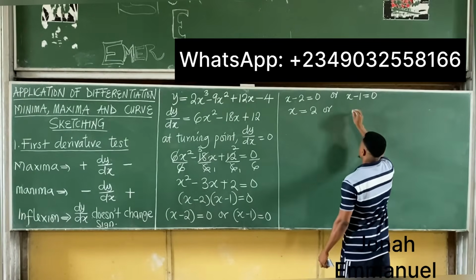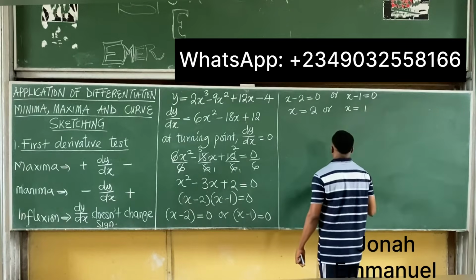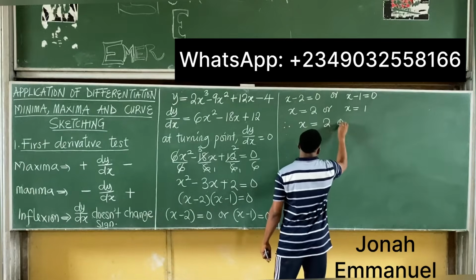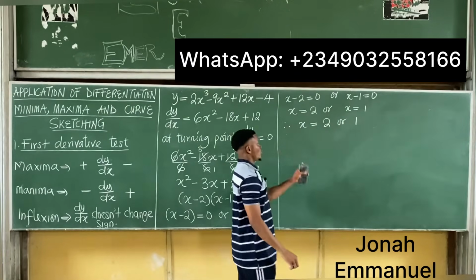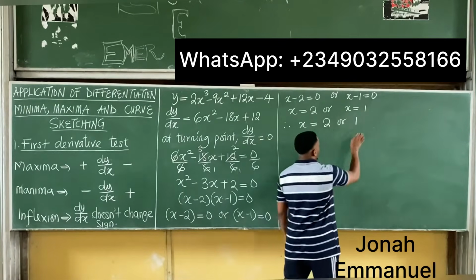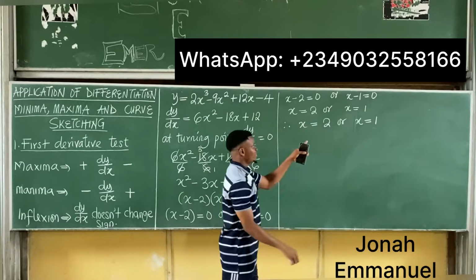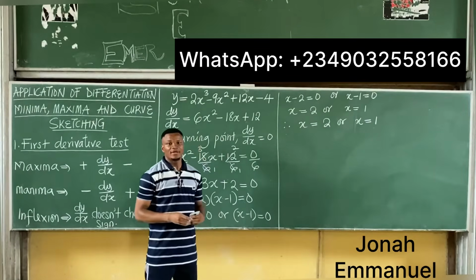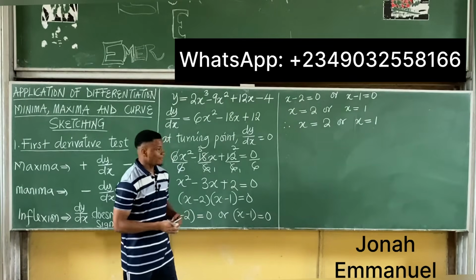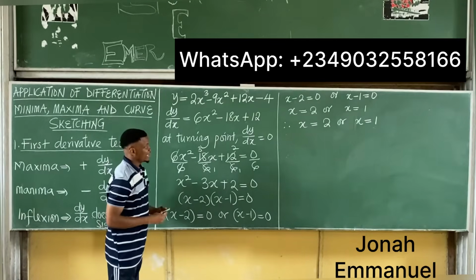Move this one over here, I'll have that x is equal to minus 1 becomes 1. So therefore, x is equal to 2 or 1. Of these 2 points, I'm going to say x equal to 1. Still the same thing though. Of these 2 points here, one of them is a minima, while the other one is a maxima. So how do we know which of them is a minima and which of them is a maxima?